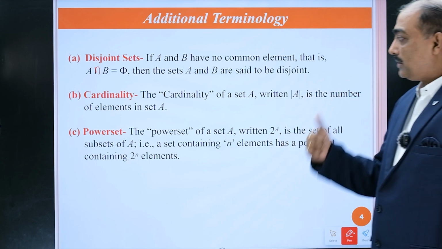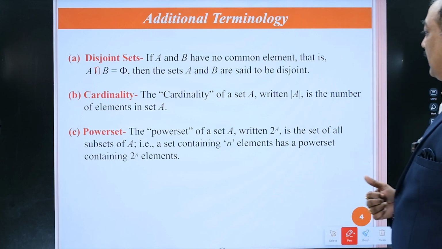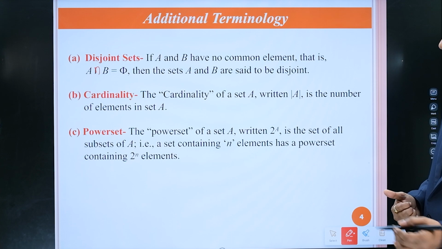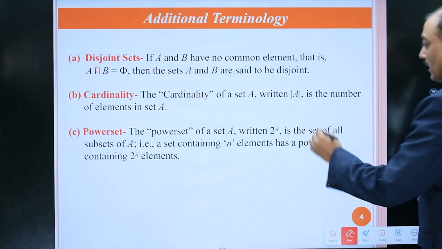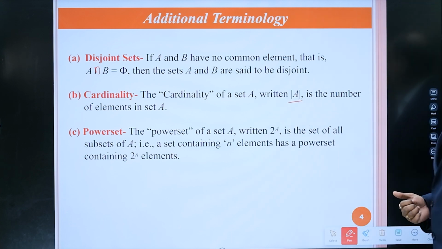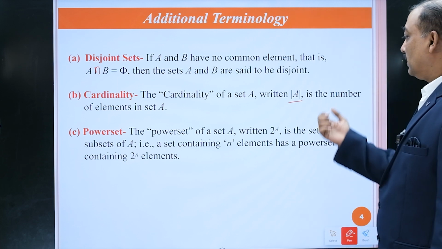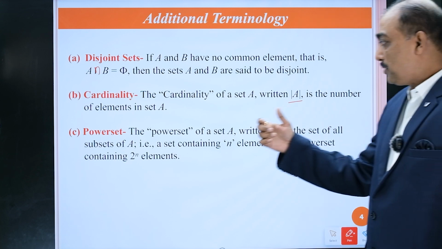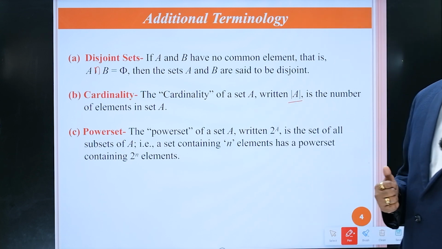Then next is cardinality. What exactly do you mean by cardinality? It is the number of elements of that particular set. That is called cardinality, and it is denoted as |A|. So it tells me the number of elements present in that particular set. And the next important terminology we need to understand is the power set.